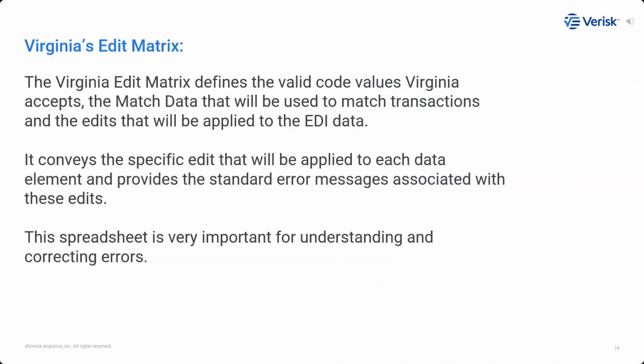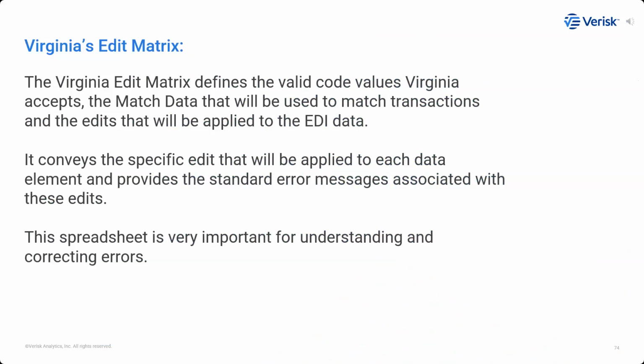In addition to the requirements previously discussed in the element requirement table, specifically the conditions edits, the Virginia Edit Matrix defines the valid code values that Virginia will accept, the match data that will be used to match transactions, the edits that will be applied to the EDI data, and it provides the standard error messages associated with these edits. It conveys the specific edit that will be applied to each data element and provides the standard error messages associated with these edits. The spreadsheet is very important for understanding and correcting errors.